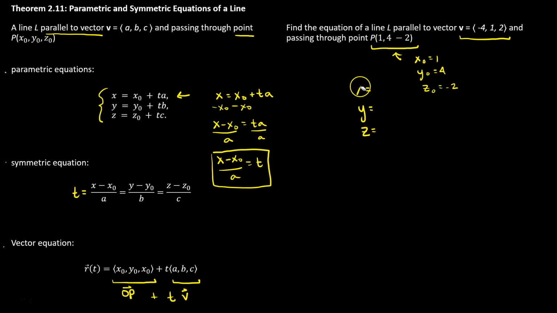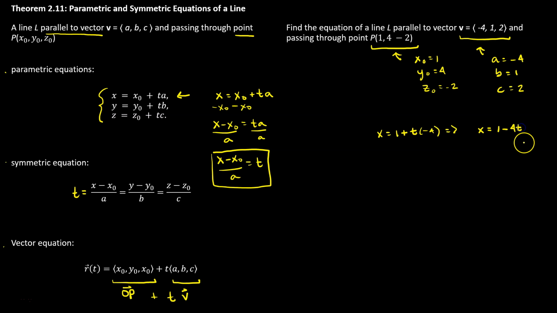So we'll plug those into our equations. I wrote that too small. x equals x0, that would be 1, plus t times the component a from the vector v. So from this vector, we can see a is equal to -4, b is 1, and c has to be 2. So for the x equation, we'll have x0, which is 1, plus t times a, which is -4. And we can clean that up a little bit. We can write that as x equals 1 minus 4t. That looks a little cleaner.